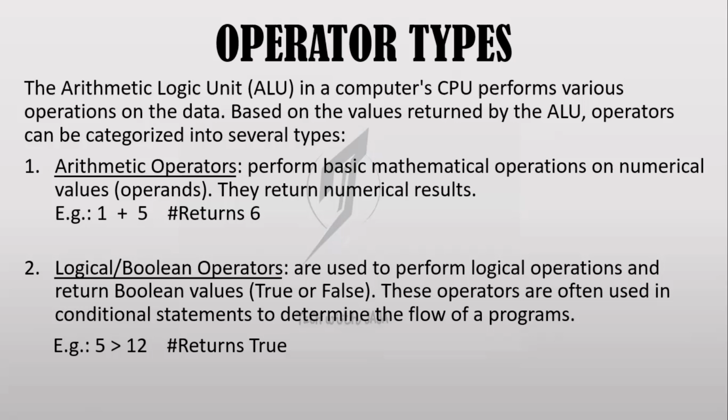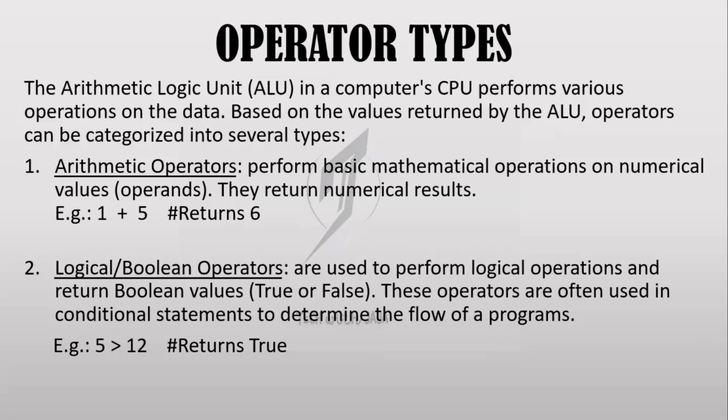The arithmetic operator performs basic mathematical operations on numbers, and they also return numbers as results. So for example, here we have 1 plus 5, and the answer will be what? 6. So 1 and 5 are numbers, and we also have a number, which is 6, as the output.